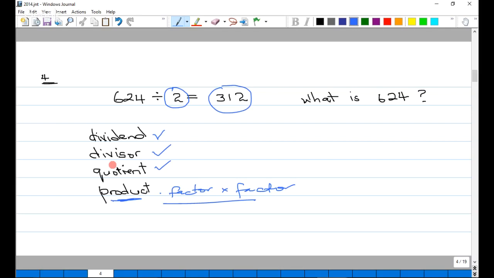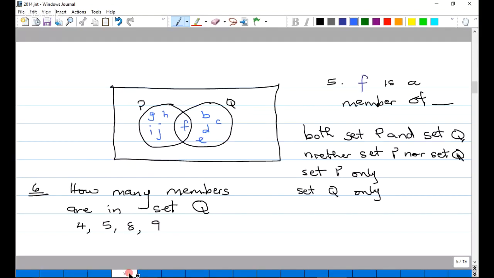For example, if I wanted to check if the quotient in this situation is correct, then I could use 2 and multiply the 2 by the 312 to get back what our dividend was. So the 2, our divisor, times the quotient should give us back the dividend. All right. Yes, sir. All right.